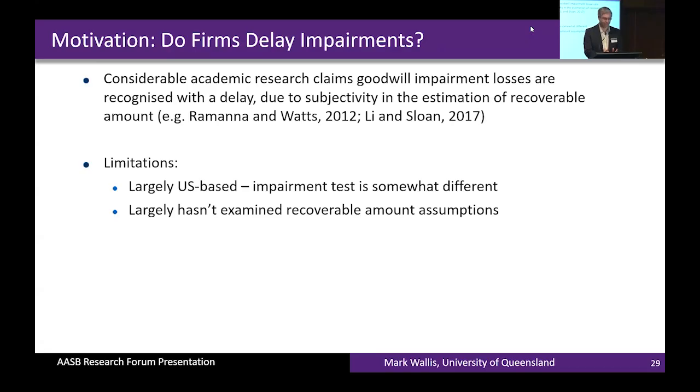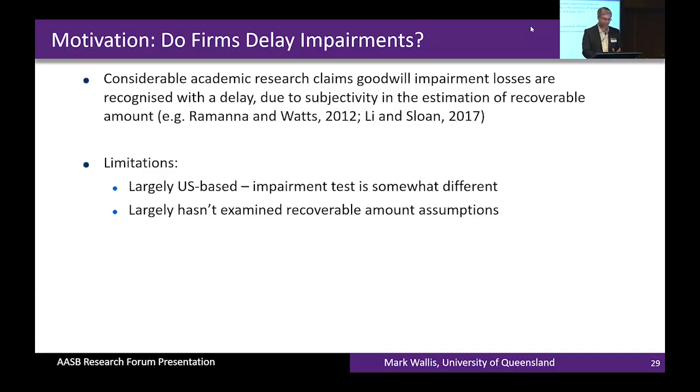The academic literature has a lot of evidence claiming that goodwill impairments are being delayed, that firms are delaying goodwill impairments by abusing the subjectivity involved in estimating the recoverable amount of cash generating units. I've just cited two papers there, but they're by very prominent academic researchers, Ross Watts and Richard Sloan. So these have a lot of citations and a lot of impact.